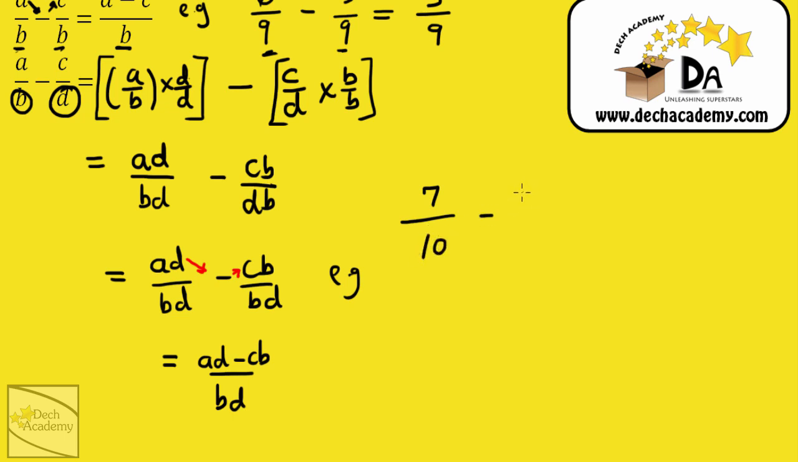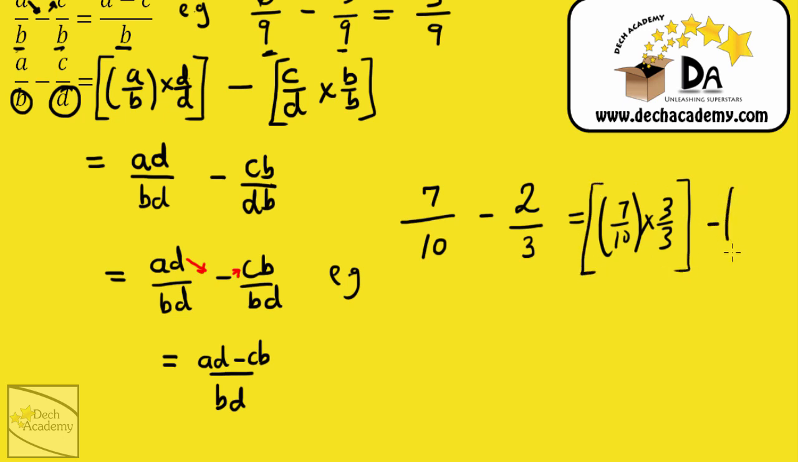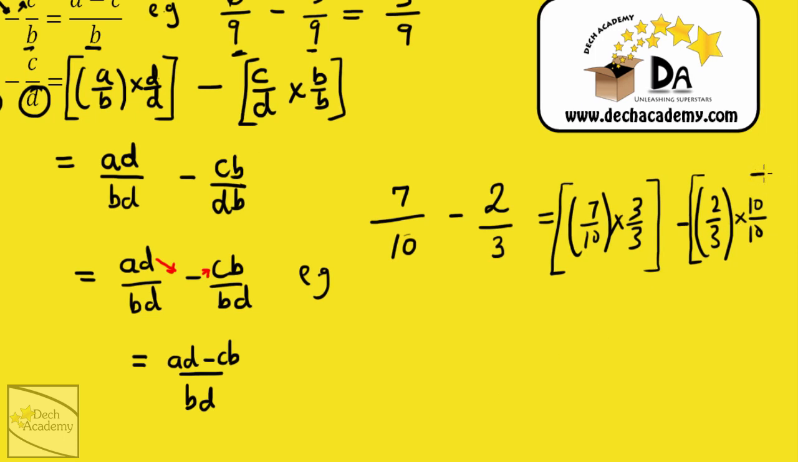So for example, 7/10 minus 2 divided by 3 is given by 7/10 multiplied through by 3. So just do that here. Minus 2/3 multiplied through by the denominator of the first fraction, which is 10. So, well, 10/10. And this gives, well, 7 times 3, 21, 10 times 3, 30, minus 2 times 10, 20, divided by 3 times 10, which is 30. So now we have two fractions with the same denominator. So our result is simply 21 minus 20, which is 1, divided by 30.